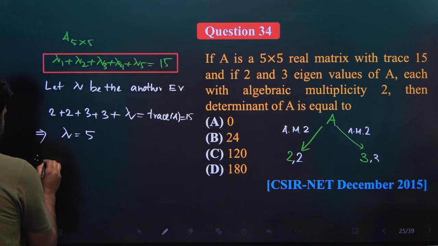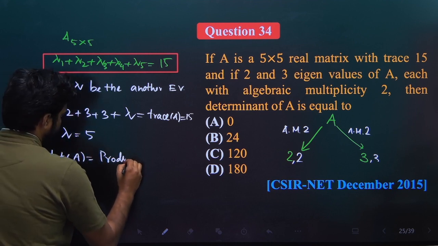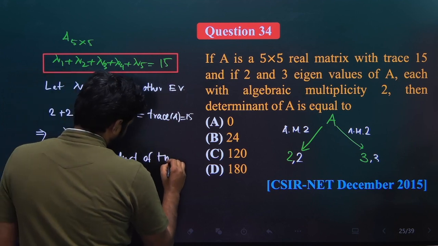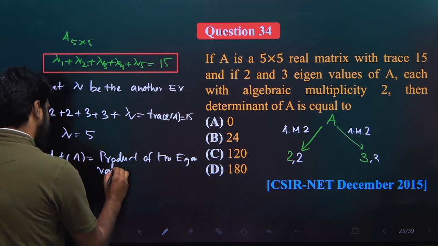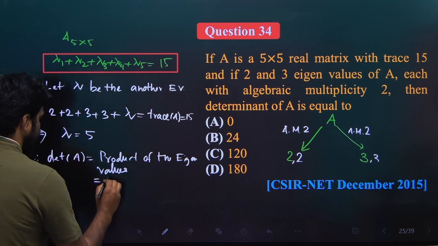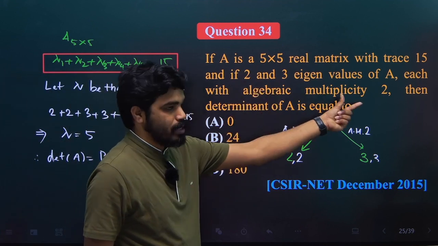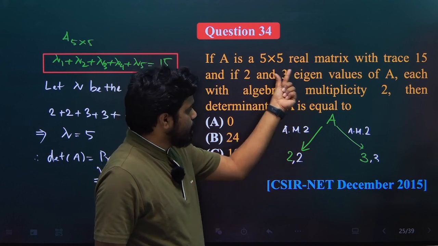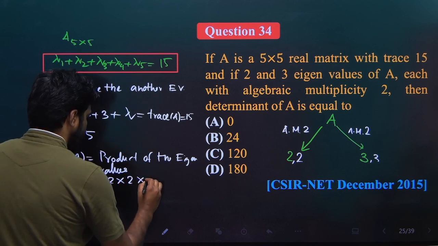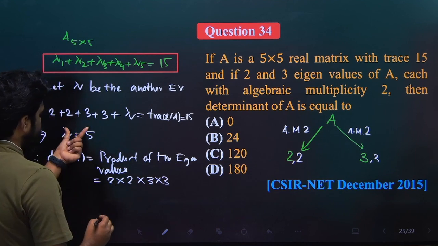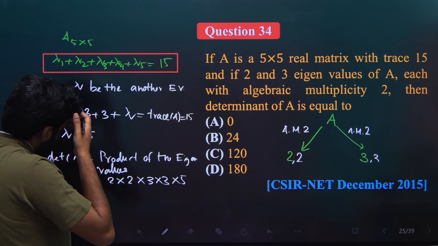So therefore determinant of A is the product of the eigenvalues. 2 is an eigenvalue with algebraic multiplicity 2, that means 2, 2. 3 is an eigenvalue with algebraic multiplicity 2, that is 3, 3. So 2 into 2 into 3 into 3, and the other eigenvalue, that is 5. If we multiply this, what do we get?